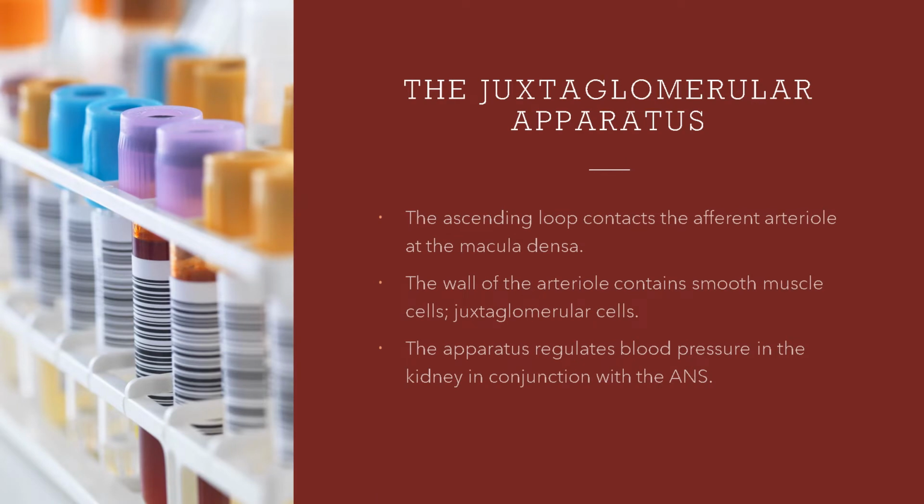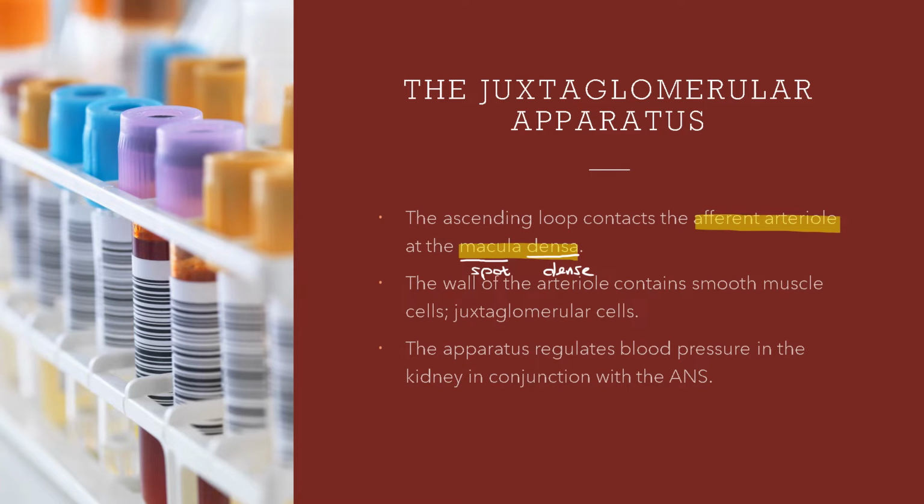In each nephron, the final part of the ascending limb of the nephron loop makes contact with the afferent arteriole serving the renal corpuscle. Now, because the columnar tubule cells in this region are really crowded together, they're known as the macula densa. Macula just means spot, and densa means dense. So it's just a dense spot of cells.